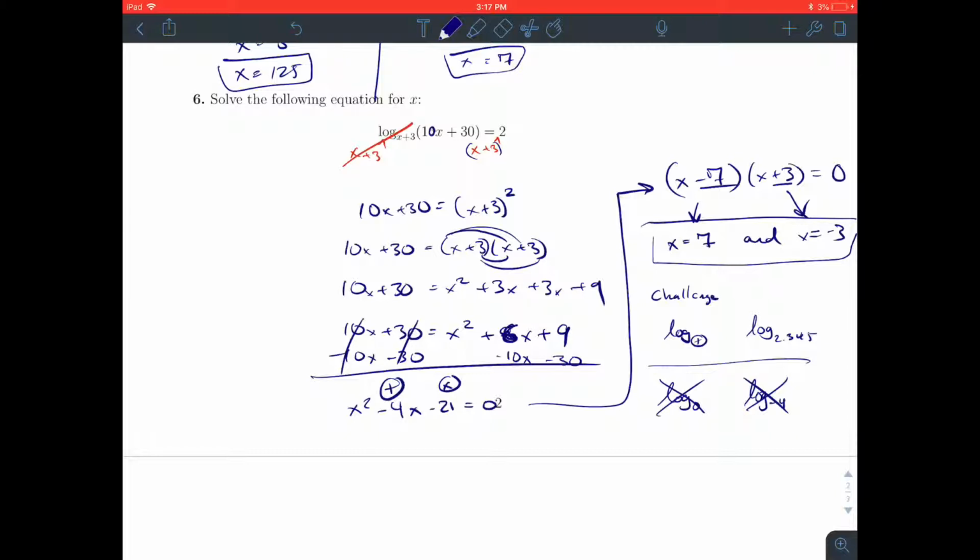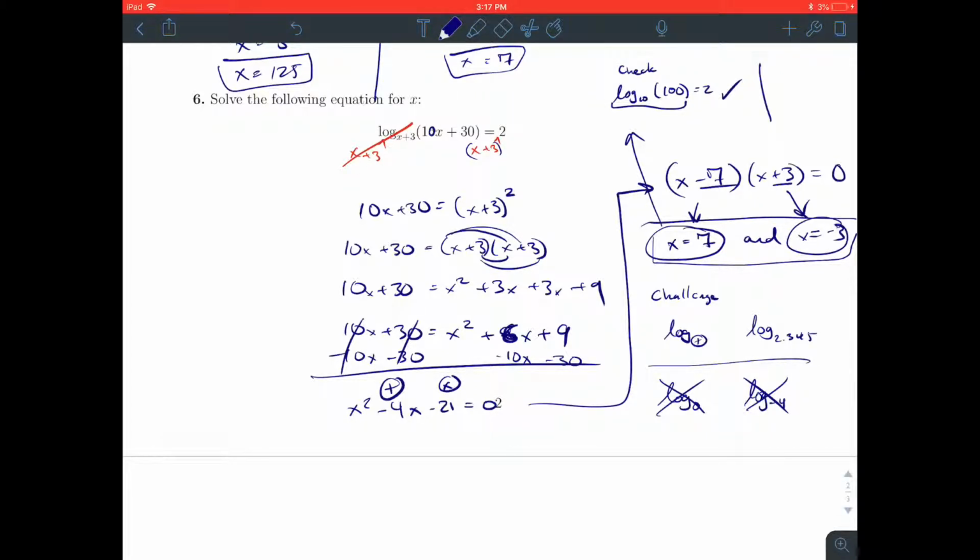So technically here, I've got two answers, and I need to check to see if any of them are extraneous, if any of them are fake. So I'm going to plug 7 back in to check it. I get log base 10 of 100 equals 2. And if you use your calculator, this does work.